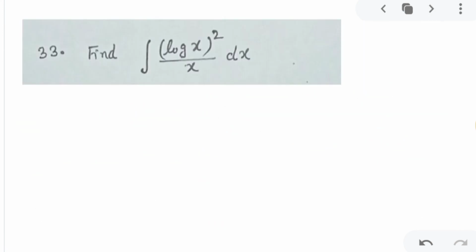Now we'll come to question 33, okay? This will be the last question for this video. The remaining questions we'll discuss in the next video. So we have to find the integral of (log x) squared upon x dx.